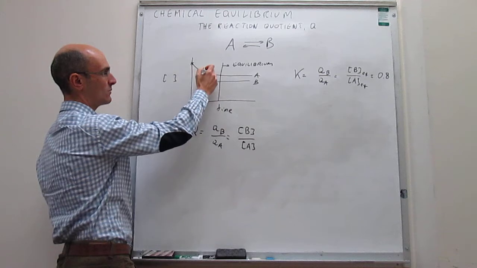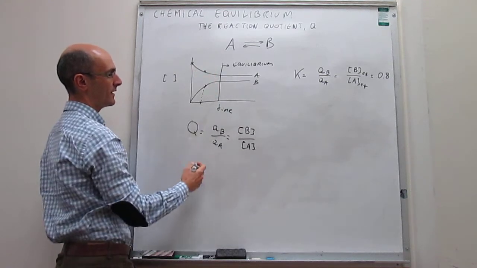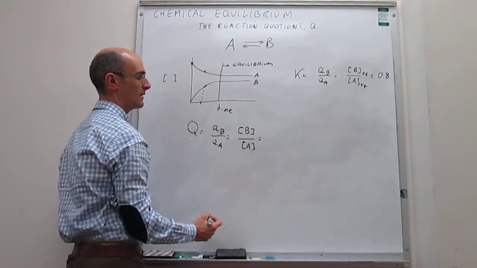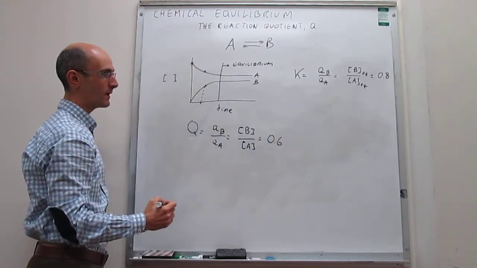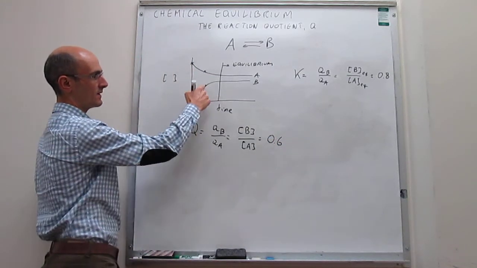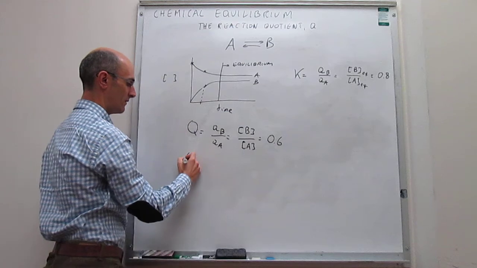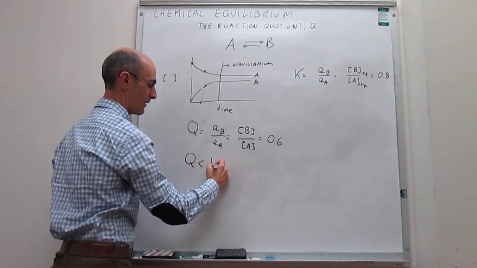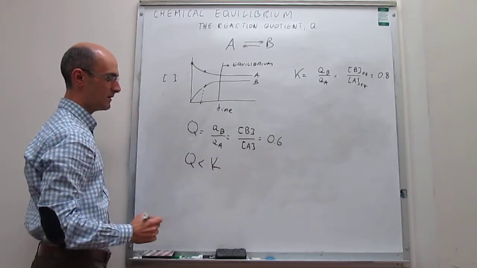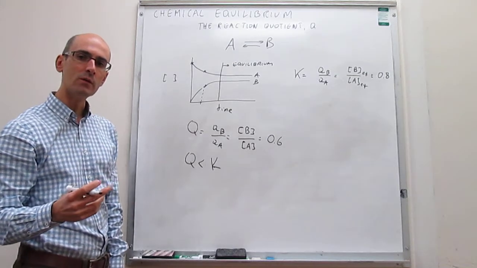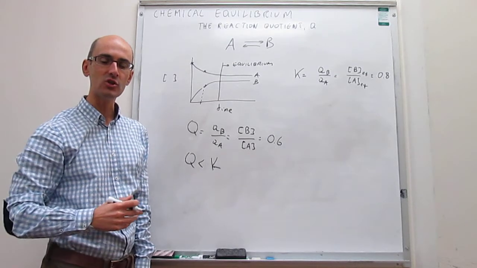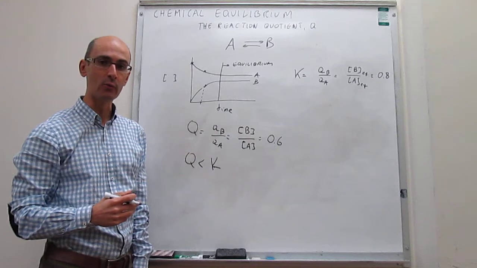Notice that at this particular point we can say that the ratio of A and B is perhaps going to be about 0.5 or 0.6. What we can clearly see is that the reaction quotient at this point is smaller than the equilibrium constant. So when that is the case, what is the direction for change as the system looks for equilibrium?